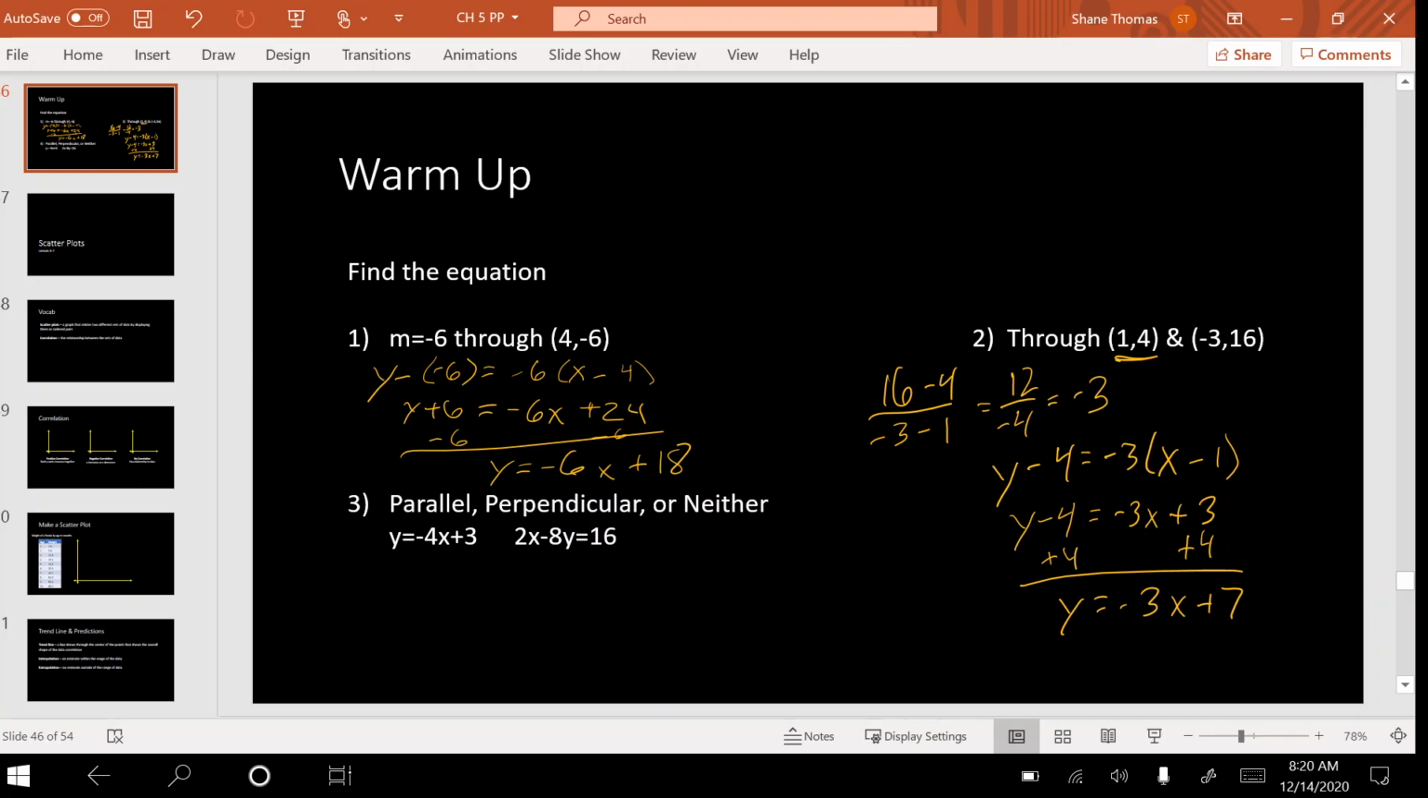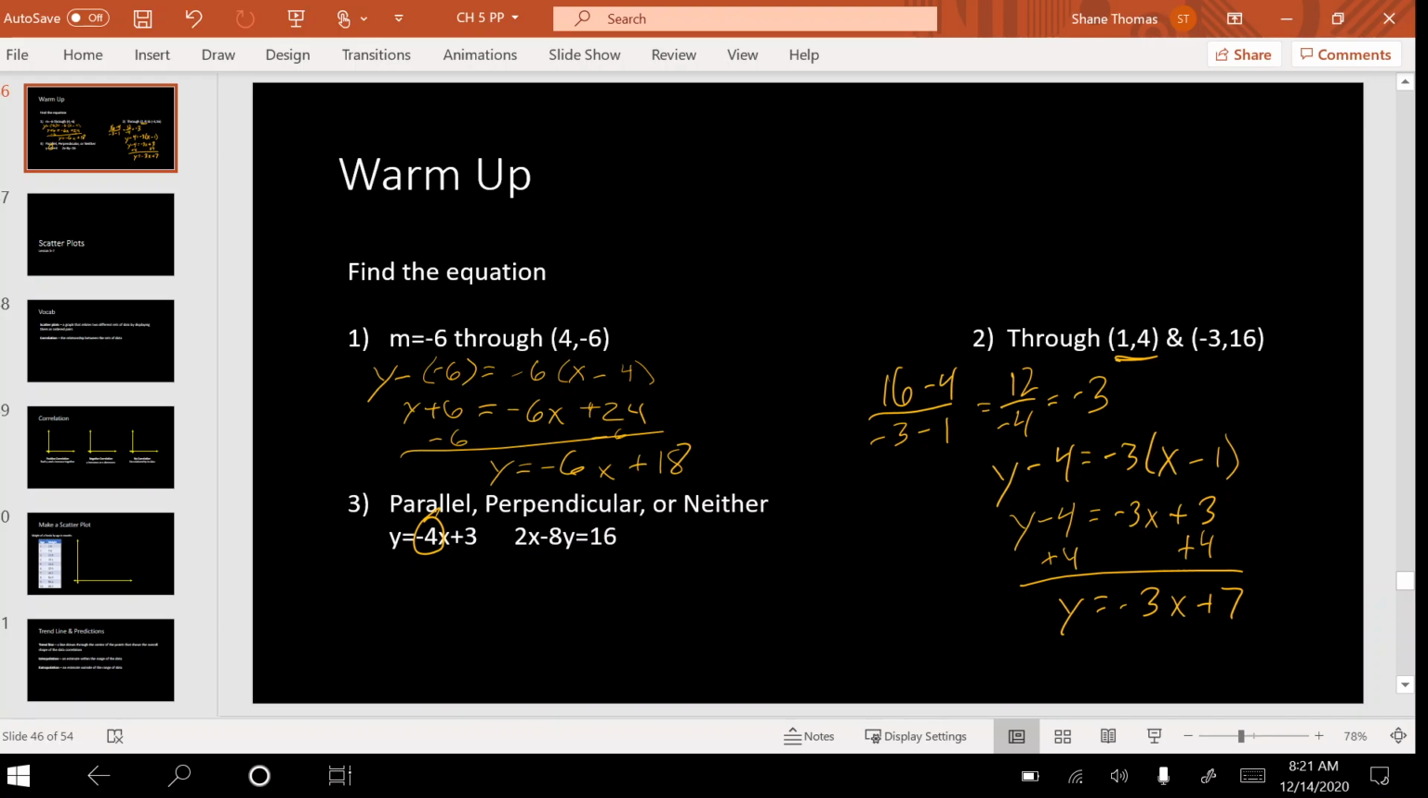What's the slope of the line on the left of number 3? Negative 4. Okay, what's the slope of the line on the right? We don't know. What do you have to do first? What do you have to do to find the slope? No. Do those lines look the same?